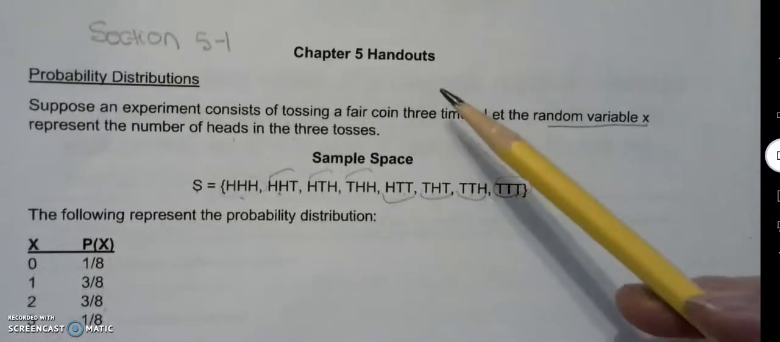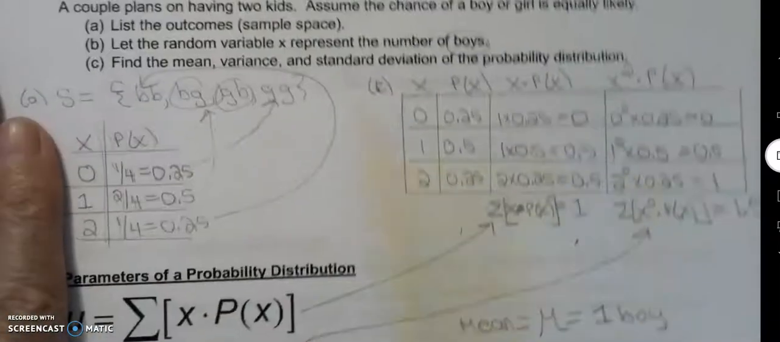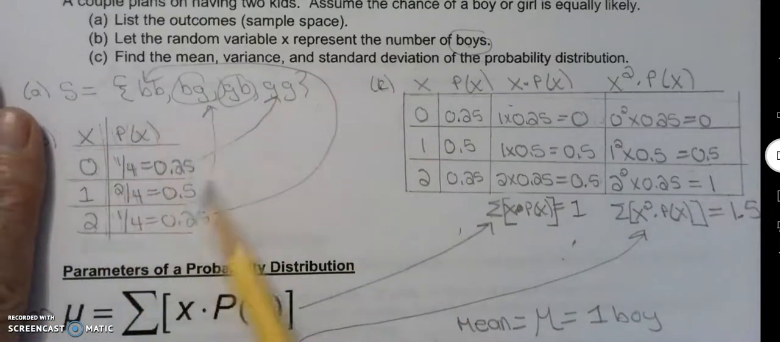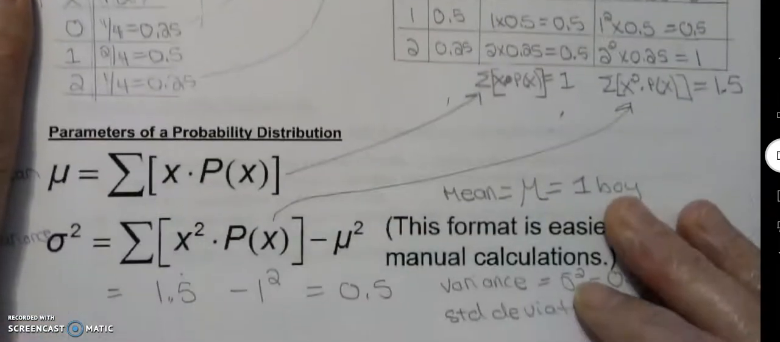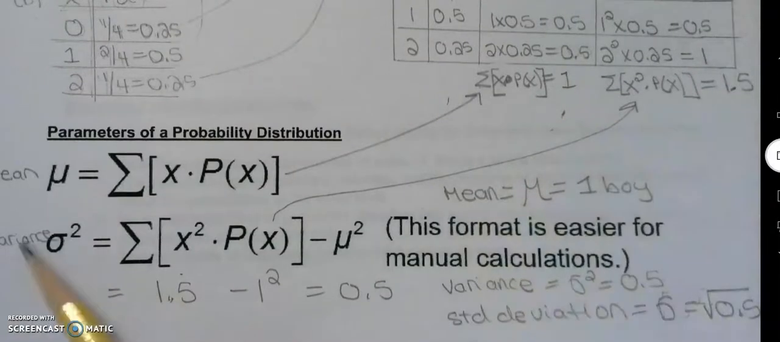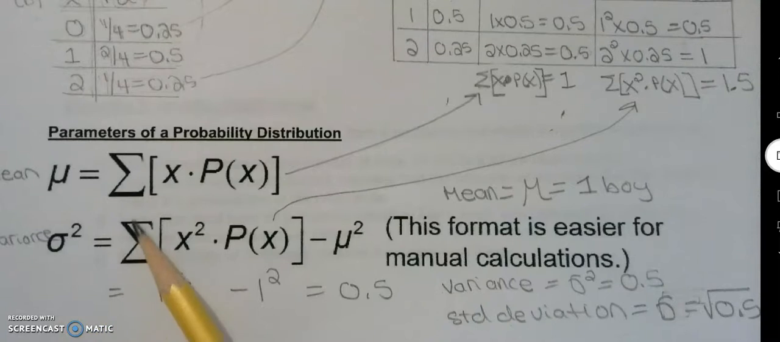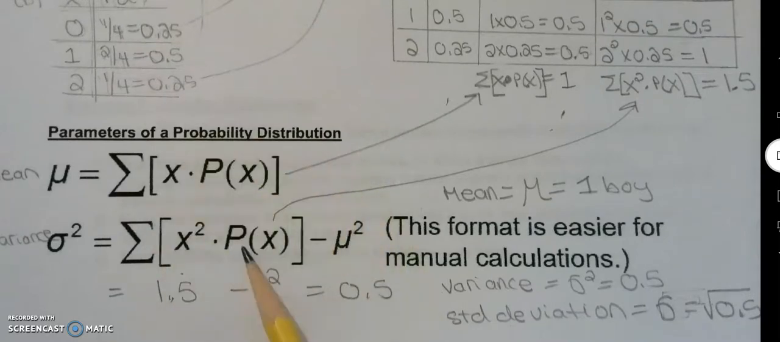Okay, so we are still in section 5.1. Now what we're going to do is find the mean, the variance, and the standard deviation of this probability distribution. This is how we find the mean, the variance, and the standard deviation, which is the square root of the variance, of a probability distribution. These are in the PowerPoint. There's also a way to do this by hand. I'm sorry, there's also a way to do this by calculator.